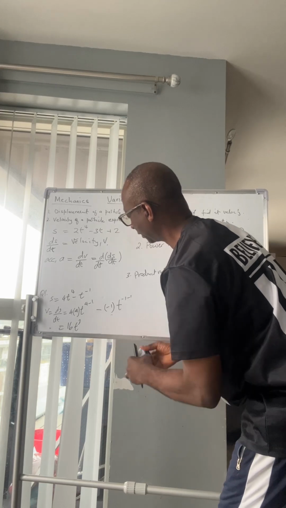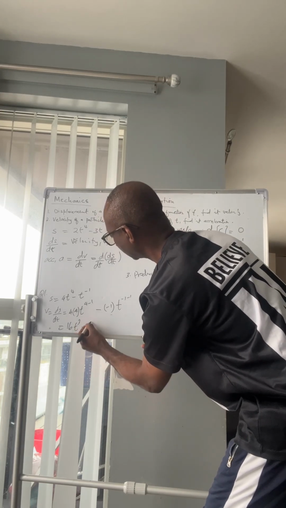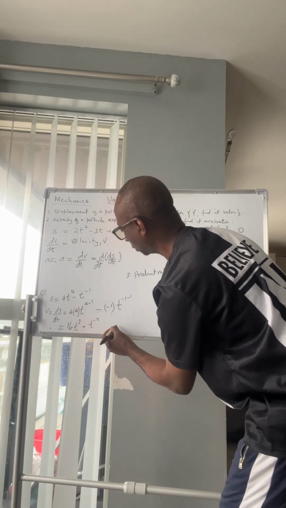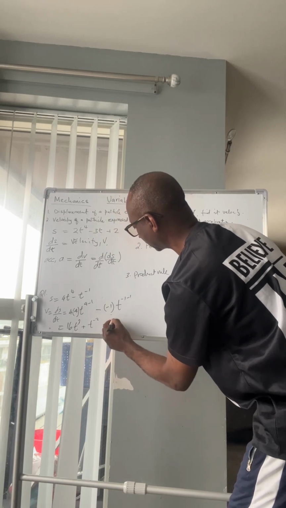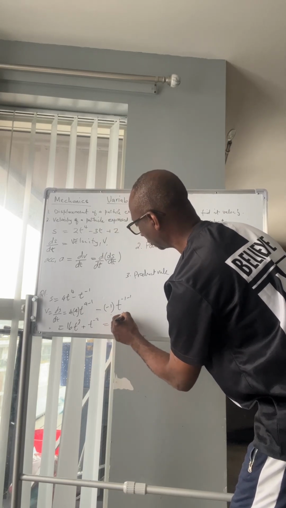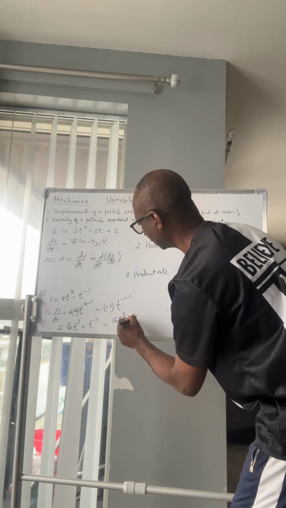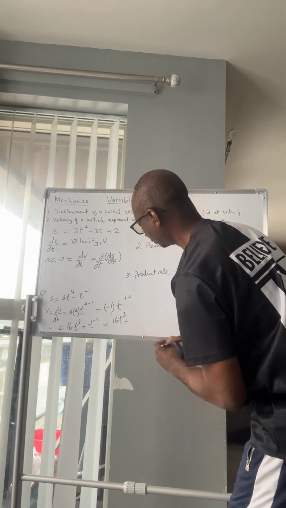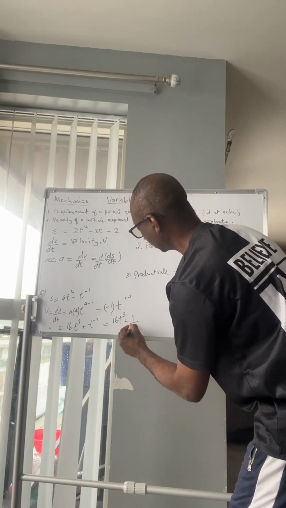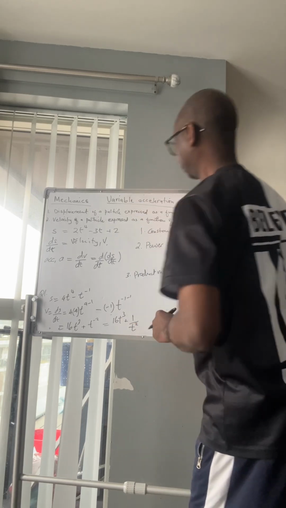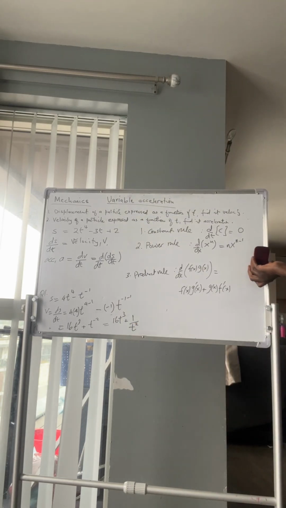16 t to the power of 3 plus t to the power of minus 2. Let me just write it properly. Or you can equally write it as 16 t to the power of 3 plus 1 over t to the power of 2. And let's give the answer that way.